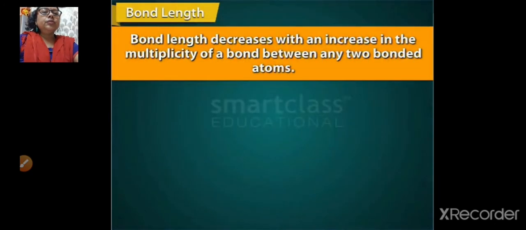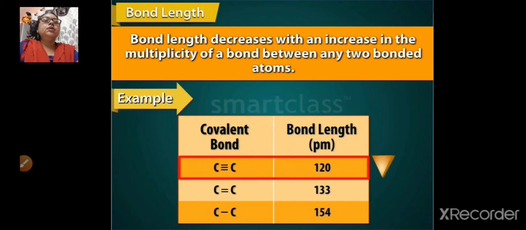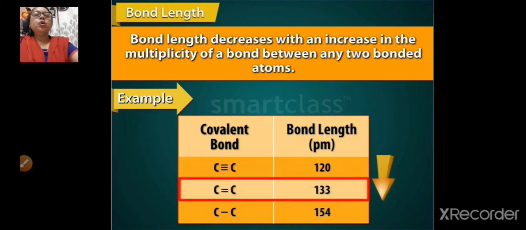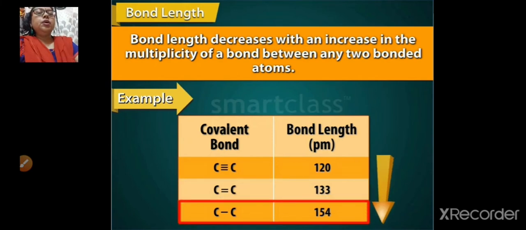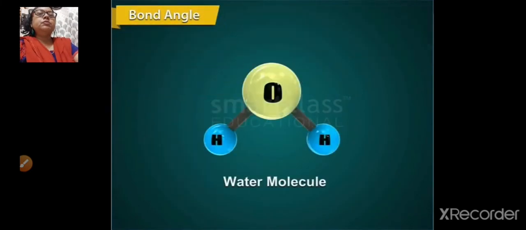Bond length decreases with an increase in the multiplicity of the bond between any two bonded atoms. For example, the carbon triple bond length is 120 picometer, the carbon double bond length is 133 picometer, and the carbon single bond is 154 picometer. Let's start with bond angle.